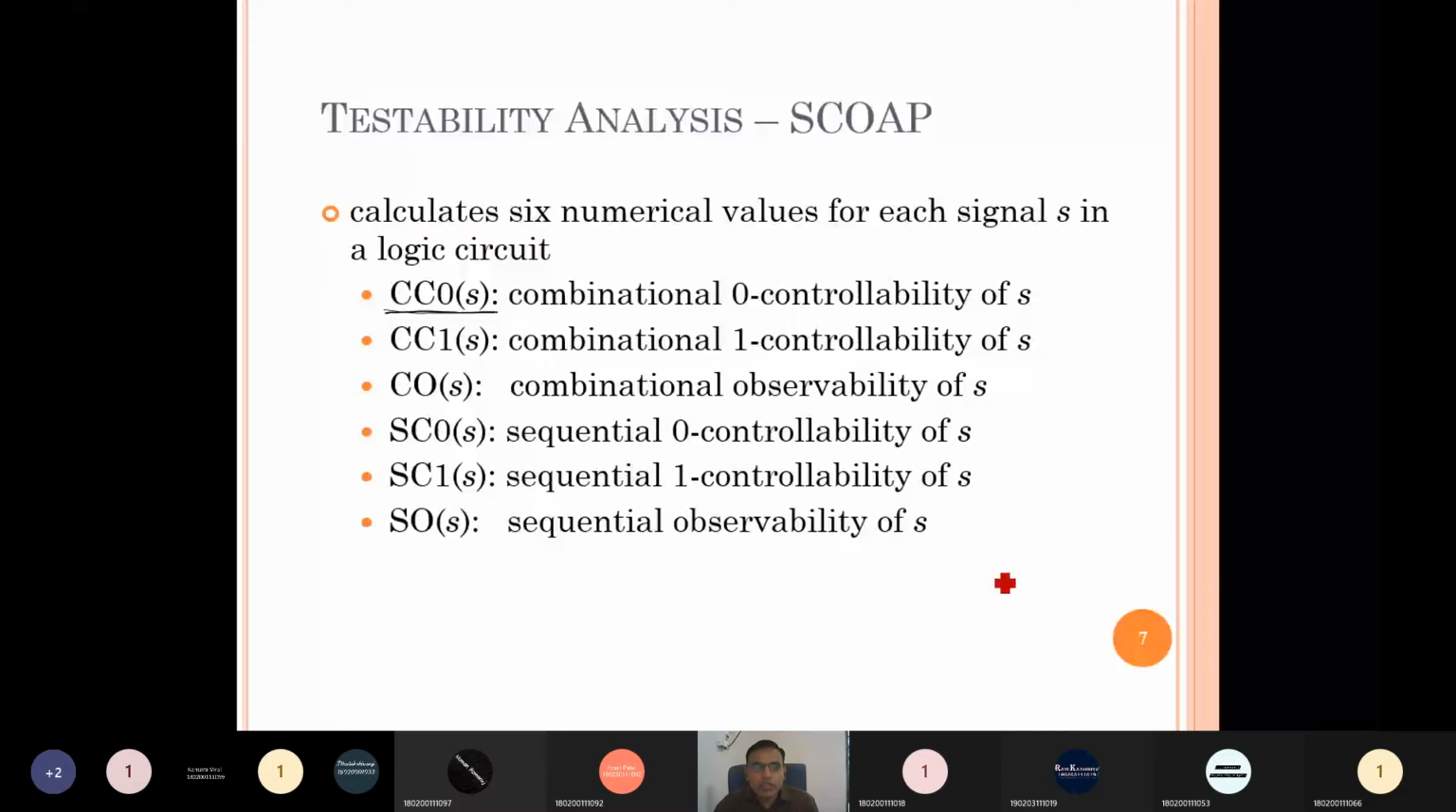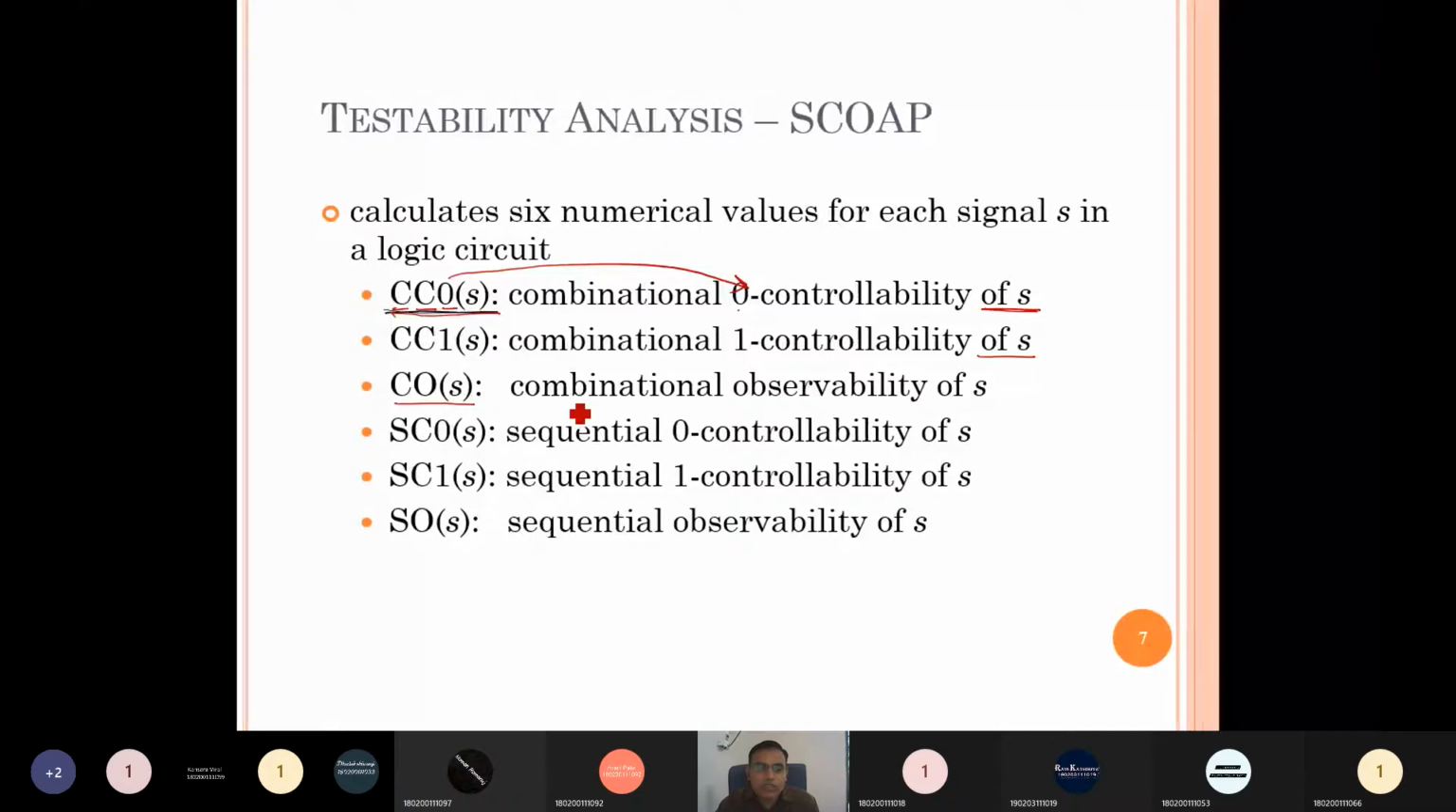So the first term is CC0, which indicates the combinational zero controllability. Zero stands for zero controllability, and CC stands for combinational controllability, the combinational zero controllability of any line S. CC1 stands for the combinational one controllability of S. S is the internal node.